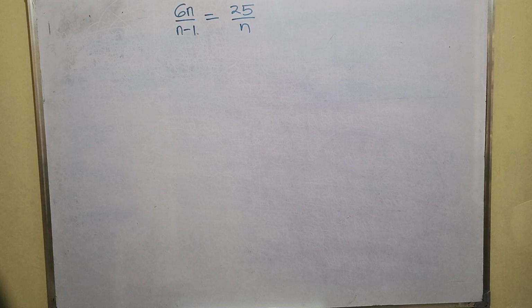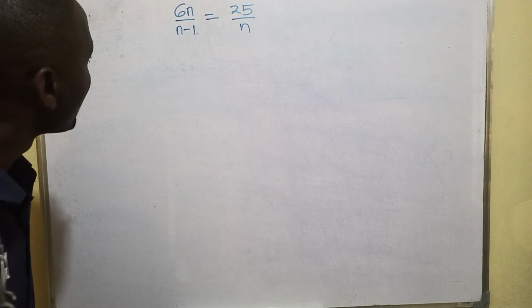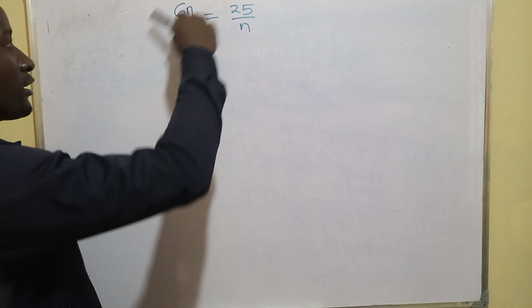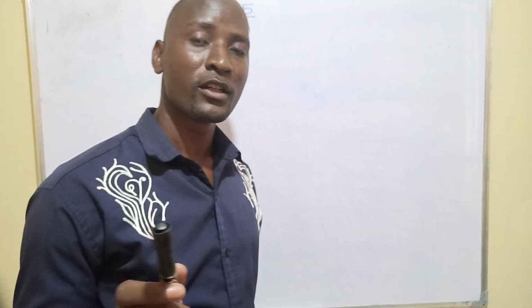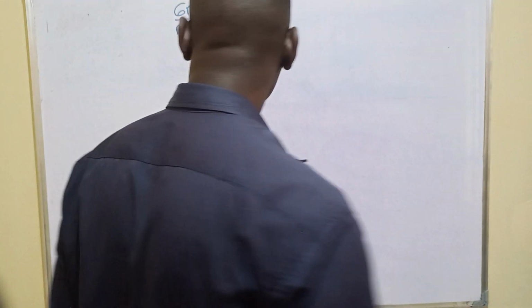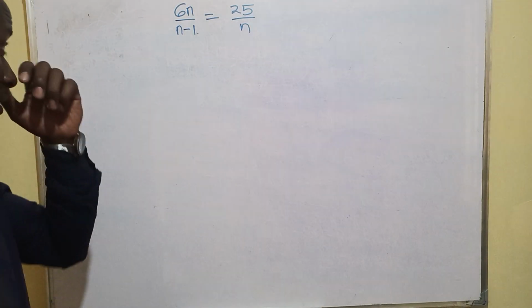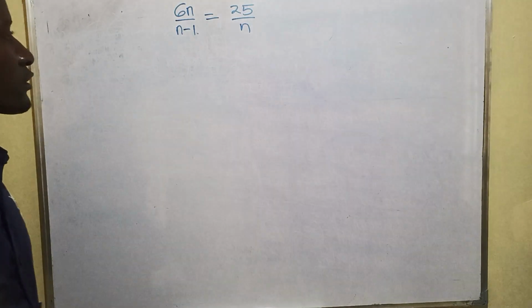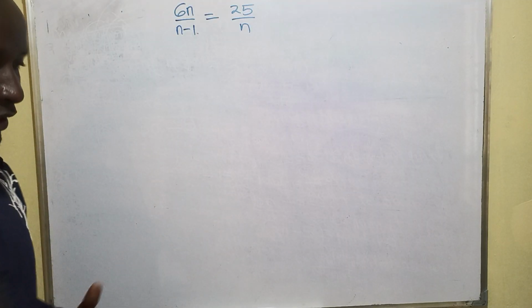Welcome, guys, in our lesson today. I would like to give you a solution to the first question in KCSE 2022. This question is very simple. It's a quadratic equation. So you are supposed to form the quadratic equation first, and then you solve.